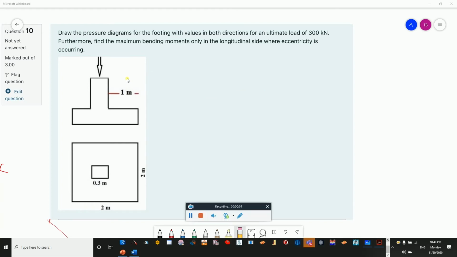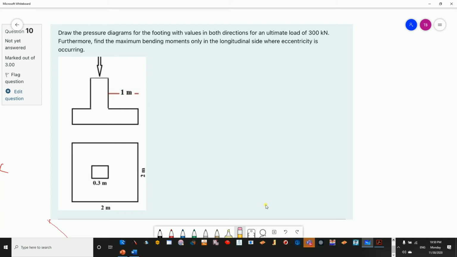Okay, so assalamu alaikum wa rahmatullahi wa barakatuh once again. We are going to solve the last question after having a break. So the question says for you, we need to draw the pressure diagram for a footing which is eccentric with values in both directions for an ultimate load of 300 kilonewton, and we need to find the maximum bending moments only on the longitudinal side where eccentricity is occurring. Now if you see, we have solved something similar in the classes.